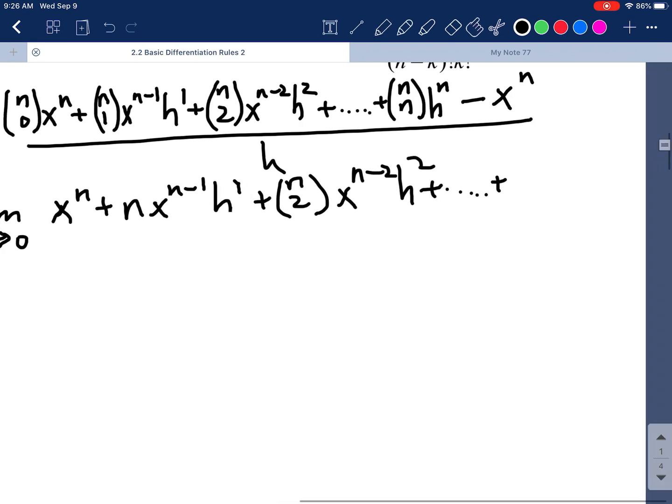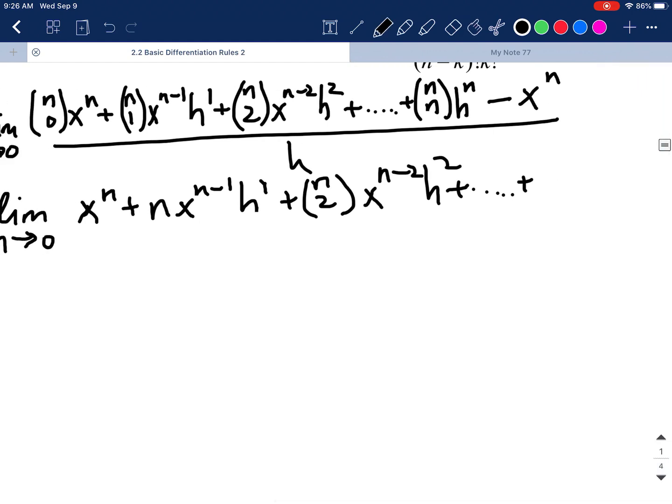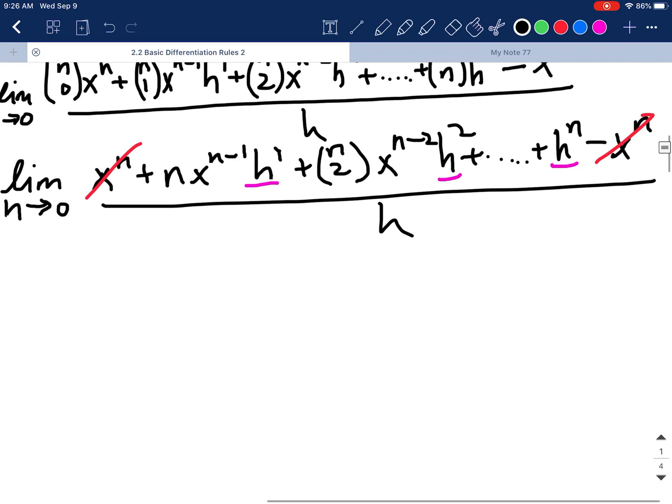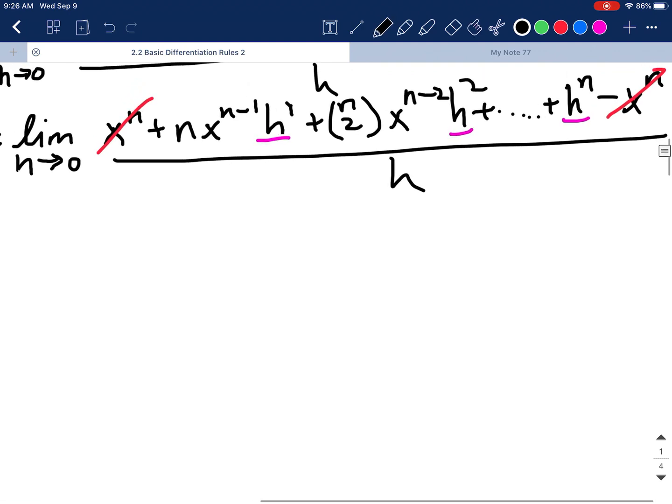And we'll see in a moment why I don't really need to worry about those. And then we'll add in the last term, h to the n, because n choose n is 1, minus x to the n. All right, so we got all that. And we'll note we get this very beautiful cancellation of x to the n, which means every remaining term will have at least one h in it. And that is the key. So now I'm going to factor an h out of each one of those terms.